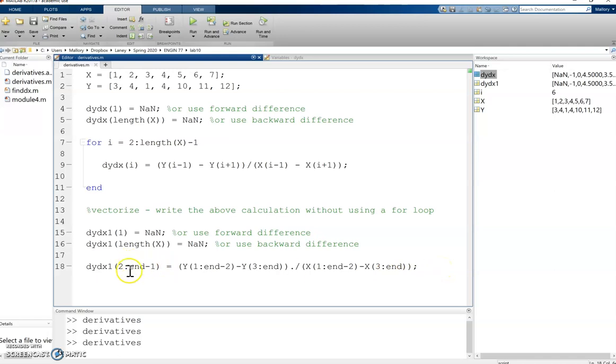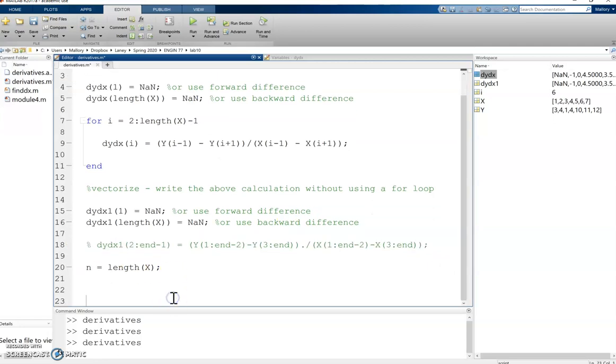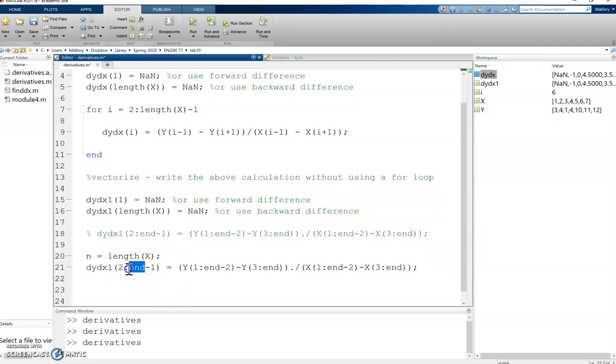If you feel uncomfortable about using these ends, because that's special for MATLAB language, we could instead say n is equal to the length of x, that was a capital X, and then we can comment out that line. We can retype this and replace each of these ends with the letter n. So there we've done that, and we still end up with that same answer there.